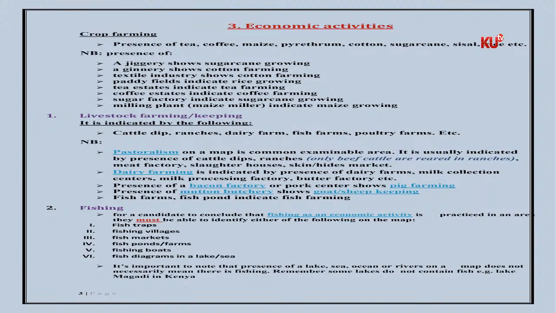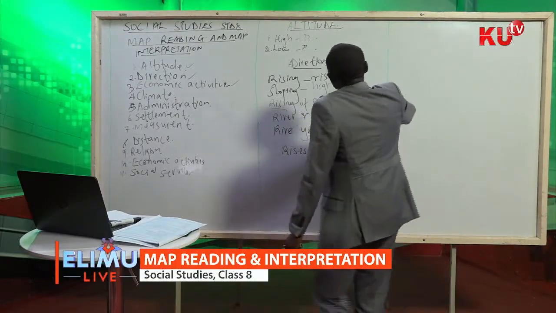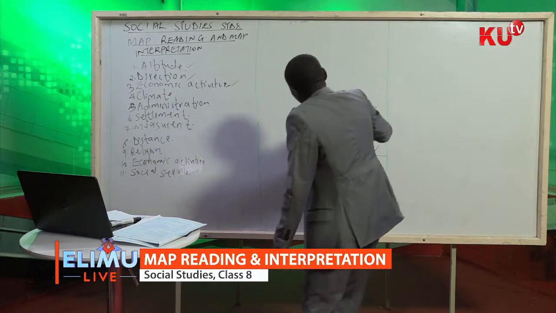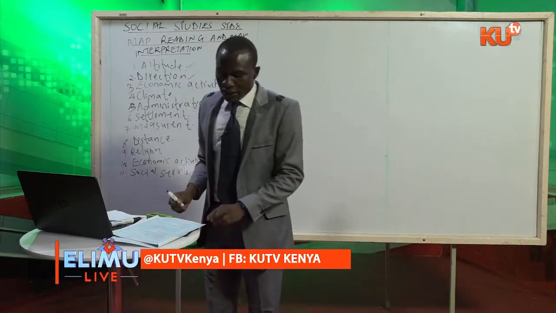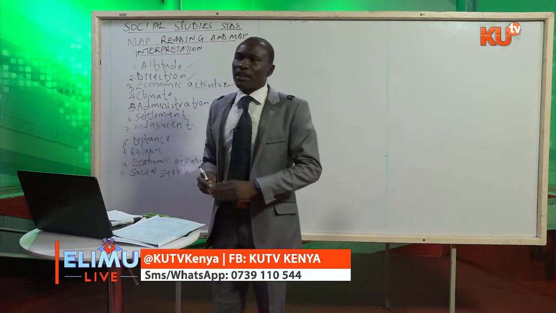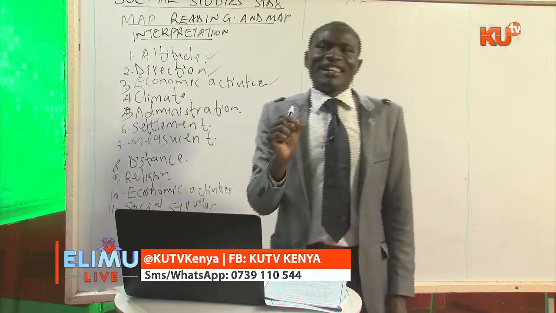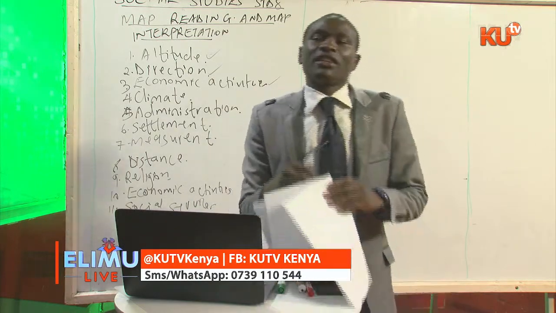If you see a fish drawn inside a lake, then that shows that it is fishing. Fishing is one of the areas where candidates think if they see a lake, then that is fishing. That is not the case here. So fish diagrams in a lake will show you that this is fishing. It is important to note that presence of a lake on map work does not indicate fishing.